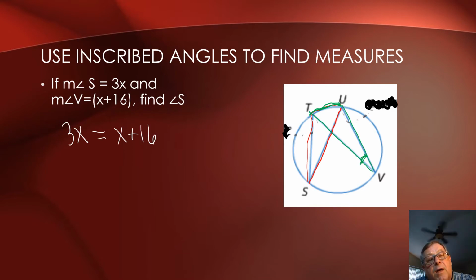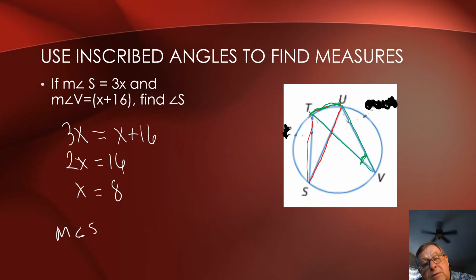Let's subtract x from both sides, so we get 2x equals 16. Divide both sides by 2, and x is equal to 8. And since x is equal to 8, and we're told that the measure of angle S is equal to 3x, that's just going to be 3 times 8, which is going to equal 24.